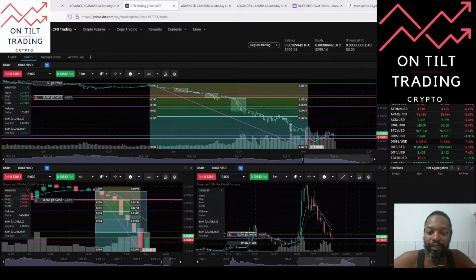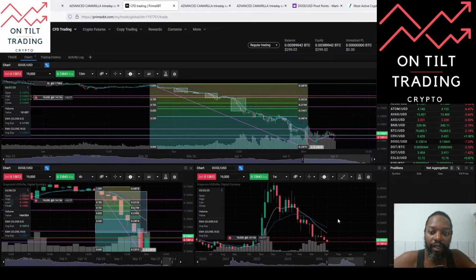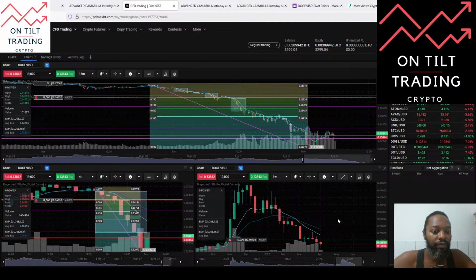And I have no idea where exactly they would actually test, whatever institution would actually test. So I would want to exit before, but this is my trade idea that they'll come down and try to gather some liquidity down here for whatever trades they have going. But this is what I have on Dogecoin and what I have on Ripple this morning, trading mainly off the 4-hour. But this is on tilt trading, and we'll see you next time.